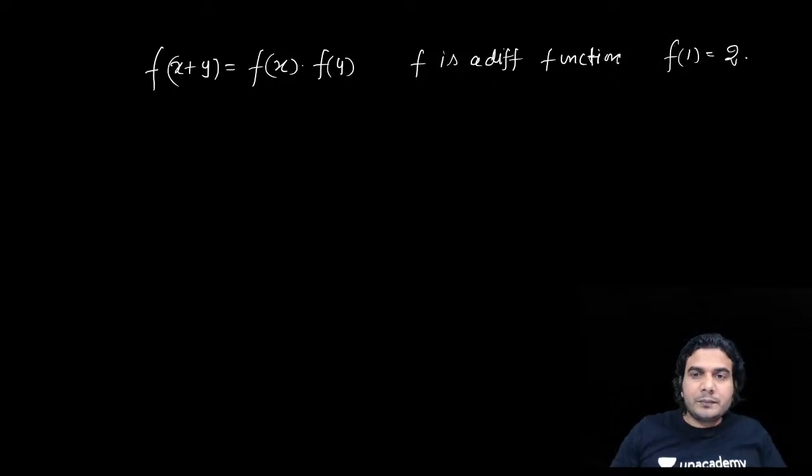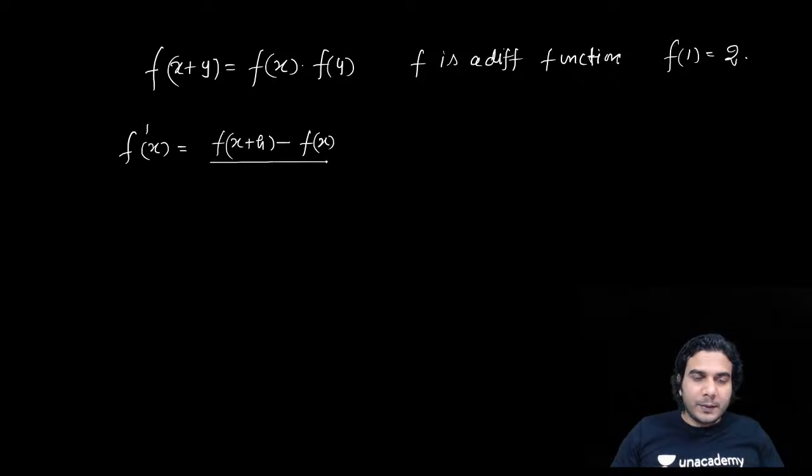So f is a differentiable function. F of 1 is equal to 2. Well, let's start with this. F dash of x is equal to, because f is a differentiable function, so you can again write that f of x plus h minus f of x divided by h, h is approaching to 0.